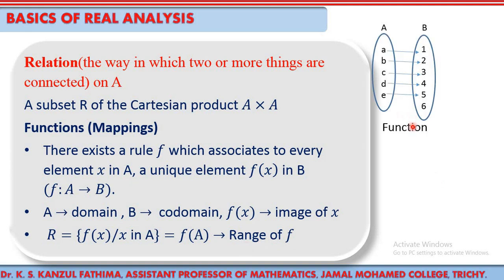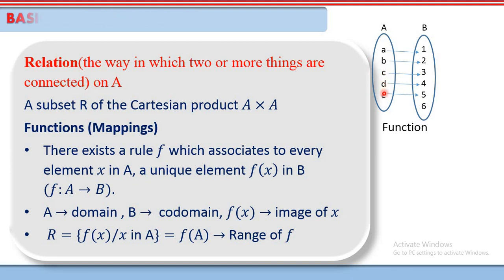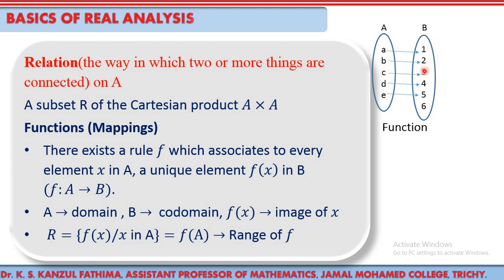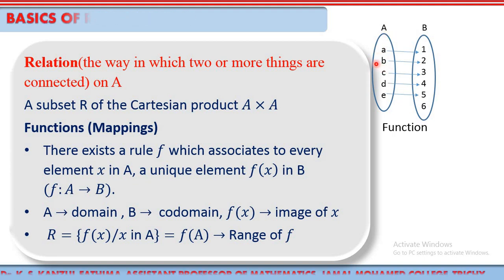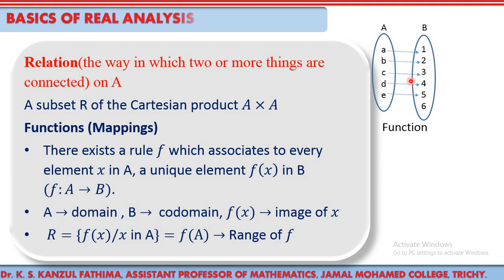Consider this diagram. We have two sets A and B. A contains a, b, c, d, e and B contains 1, 2, 3, 4, 5, 6. For each element in A, there exists a unique element in B and hence this situation represents a function.